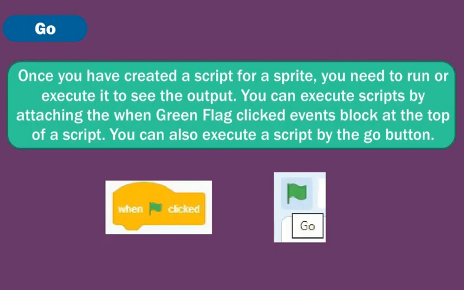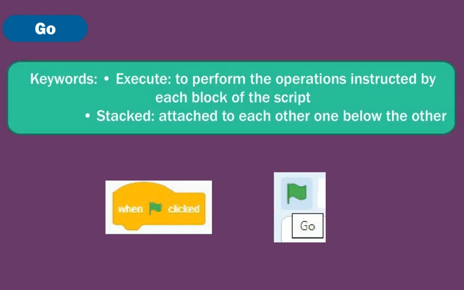Go. Once you have created a script for a sprite, you need to run or execute it to see the output. You can execute scripts by attaching the when green flag clicked events block at the top of a script. You can also execute a script by the Go button. Keywords. Execute: to perform the operations instructed by each block of the script. Stacked: attached to each other, one below the other.